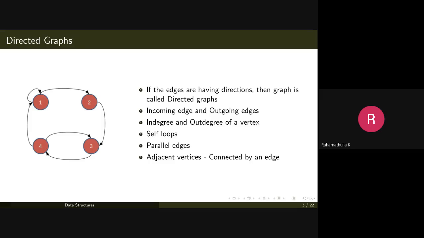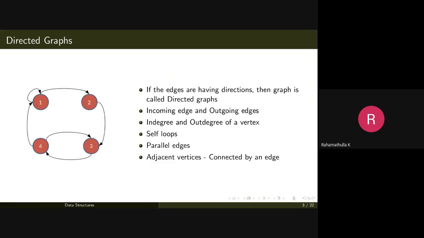The number of edges that are incoming to a vertex is called the in degree of the vertex. For example, for node 2 the in degree is 1, and the out degree is the number of edges going out of vertex 2, that is also 1. In this case, the in degree is 2 and the out degree is 1.